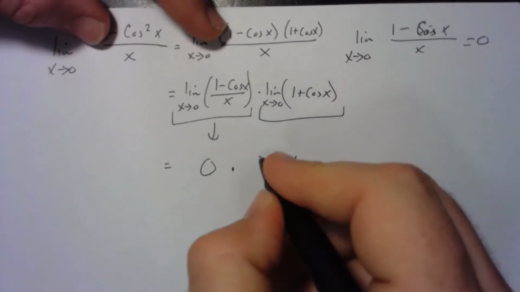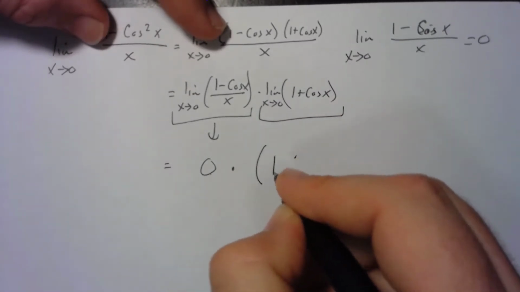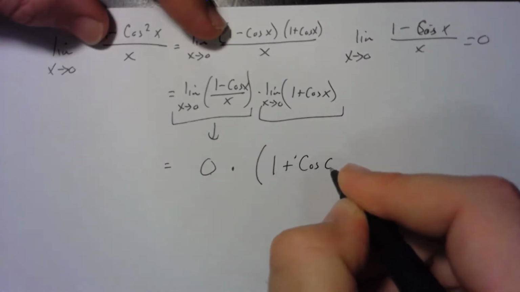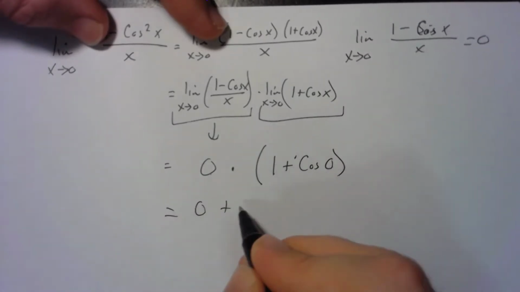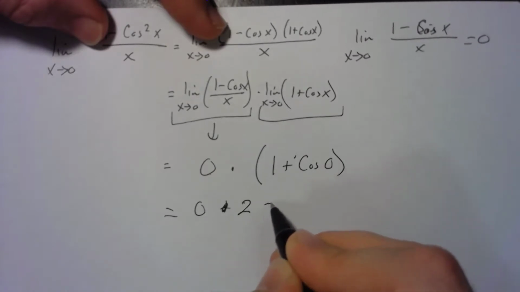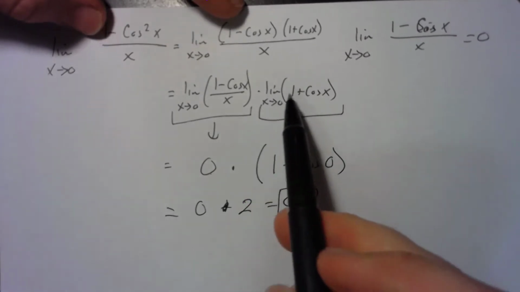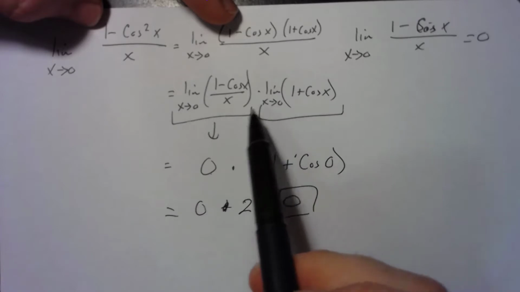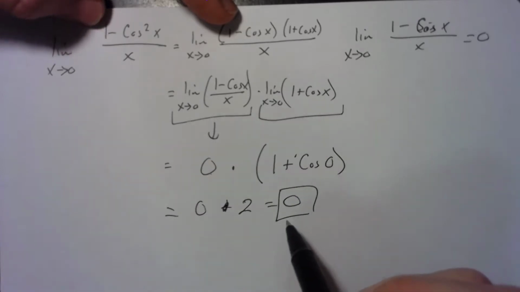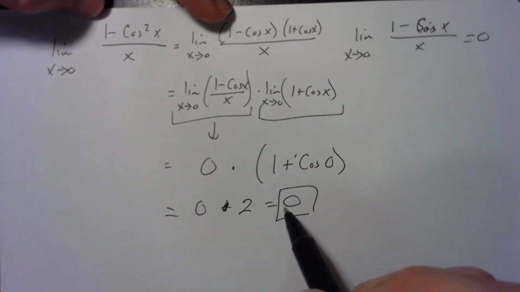So when I plug in 0, I get 0 multiplied times 1 plus the cosine of 0, remembering that the cosine of 0 is 1. So this is 0 times 2, which is then 0. And this overall limit exists because each separate piece of the limit actually exists. This is not the only way to evaluate this limit.